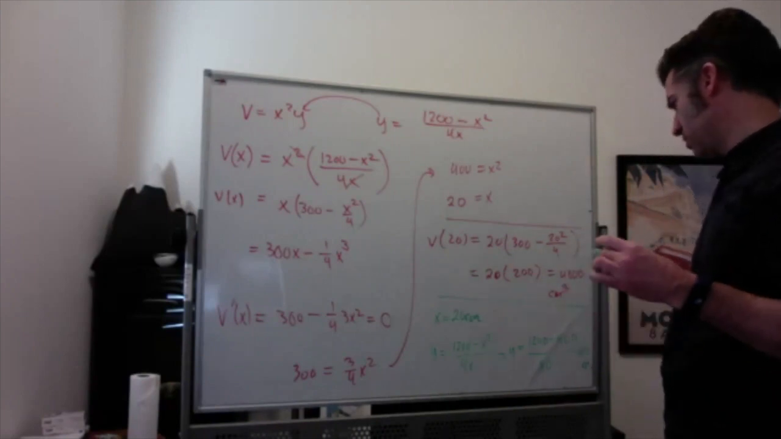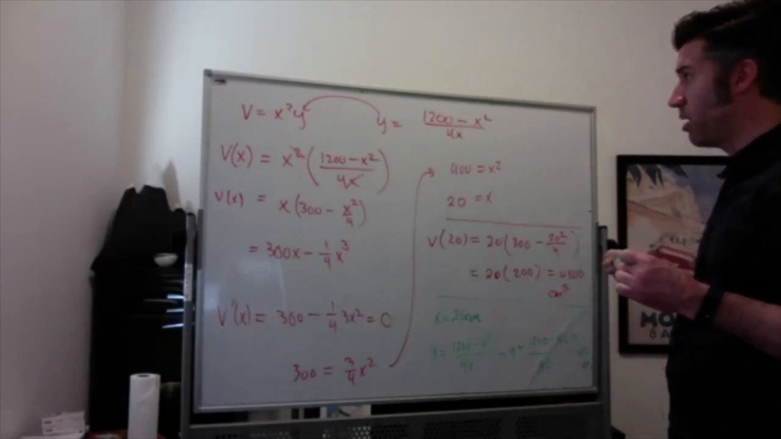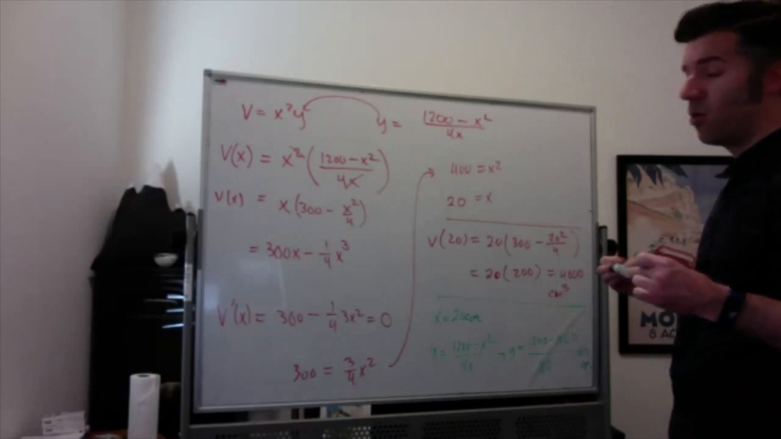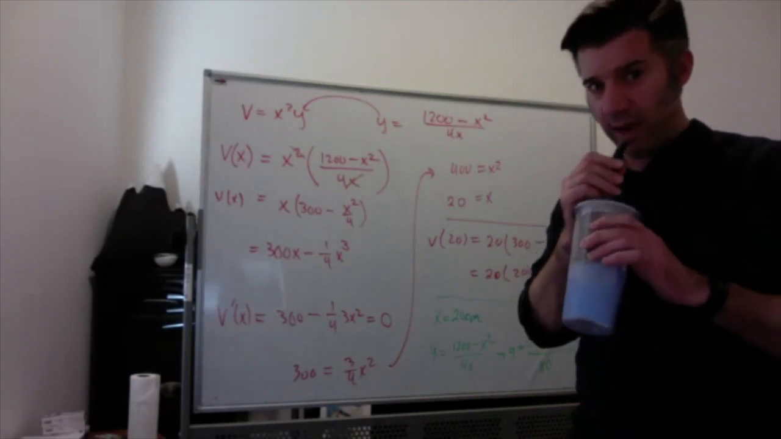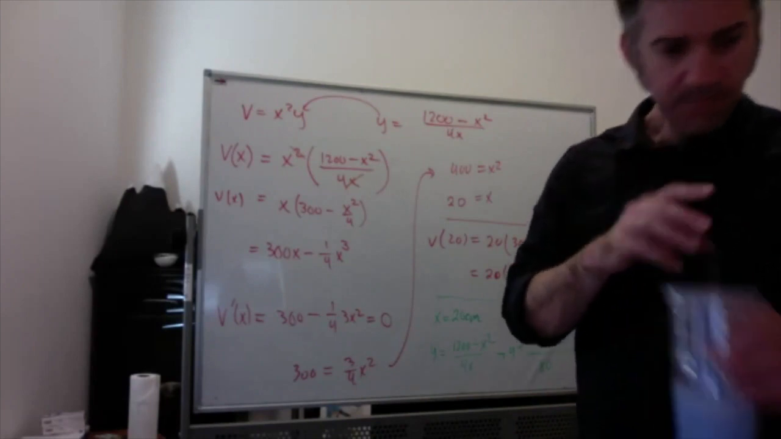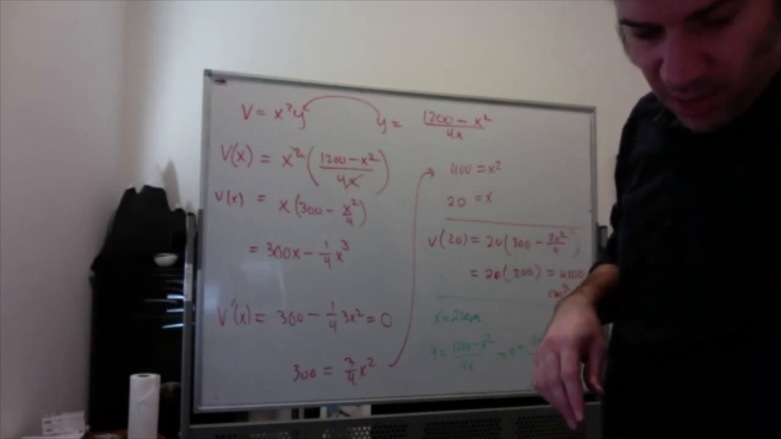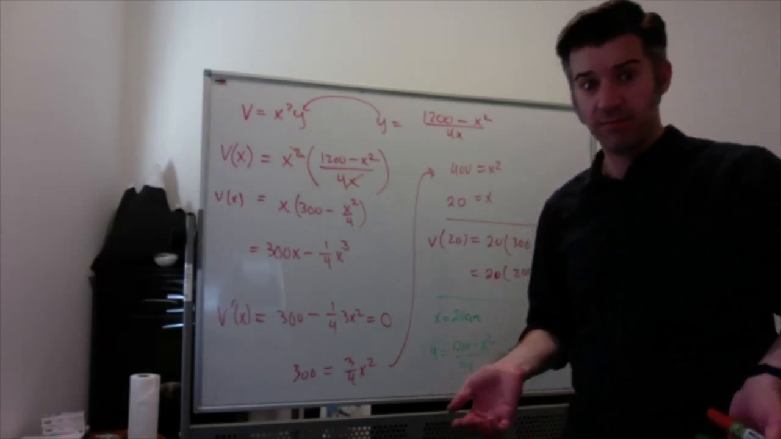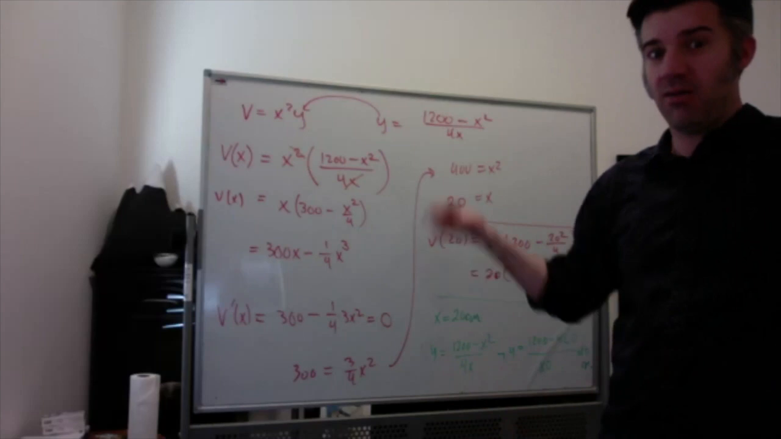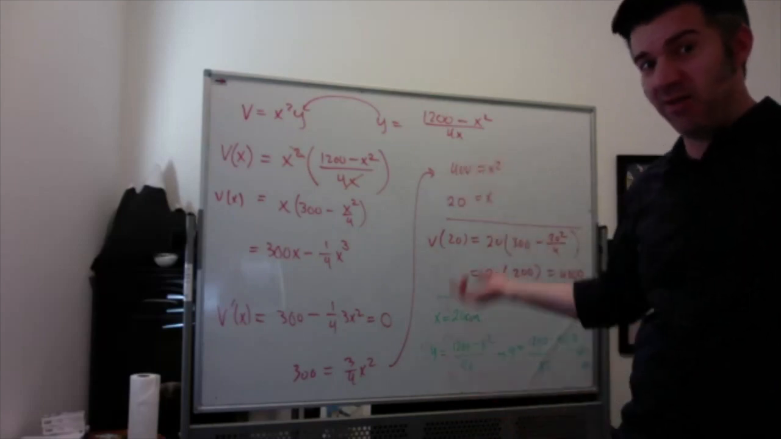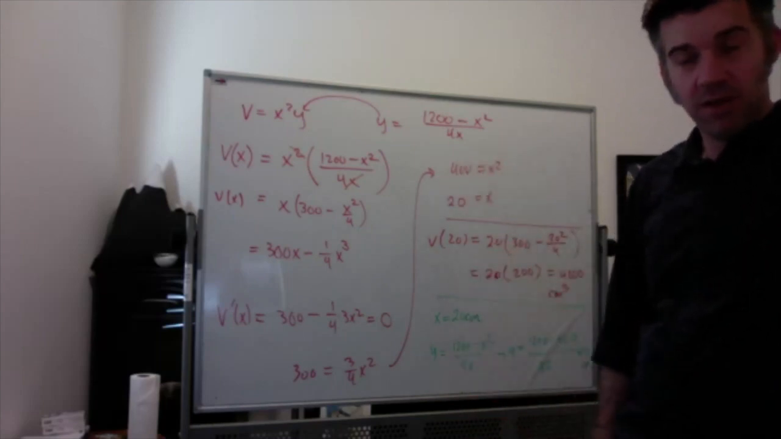Something else. Let's see. Is there anything else I want to say about this particular problem? Oh, there is one other thing I want to say. Most of your Weber problems probably won't ask you to do this. But technically, we didn't check to see if this was a maximum. We found a critical value, and we said, oh, that's where our maximum is. But how do I know it's not a minimum?